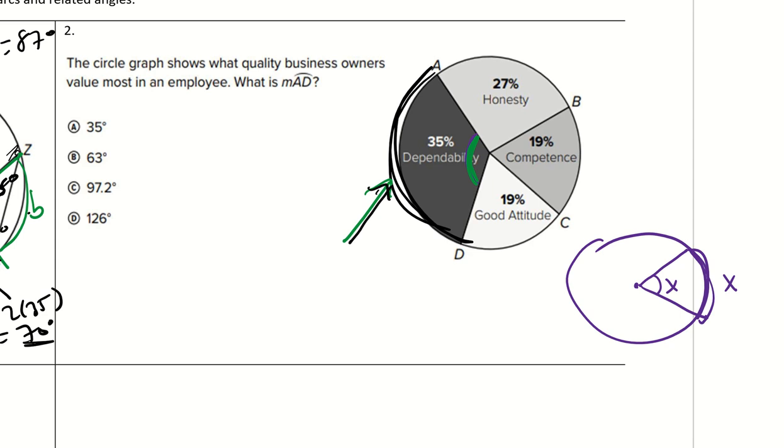So to figure this out, we know that since it's 35% of the pie, we just do 35% of 360. And that will give us that angle. So it's going to be 126 degrees. All right, and that's it. Just 35% of 360.